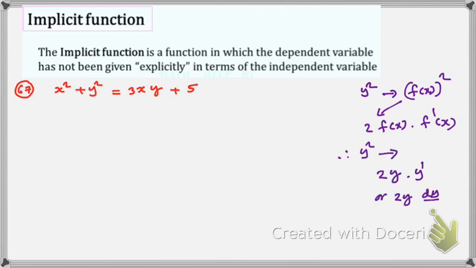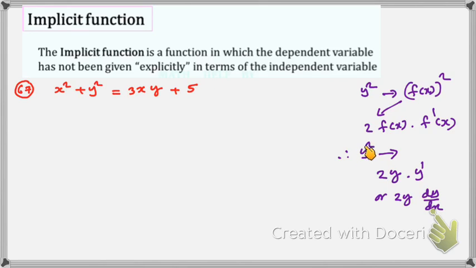So y square will be 2 times f of x, 2 times y. Y square becomes 2 times y into y dash. Like f of x the whole square is 2 times f of x into f dash. So y square is 2 times y, into the inside function derivative y dash. Y dash is same as dy by dx, or I could write it like 2y into dy by dx. So y square derivative is 2 times y into dy by dx.